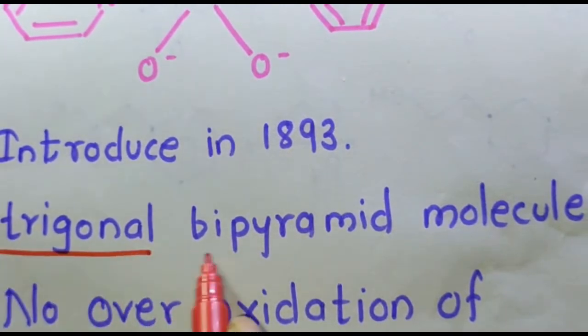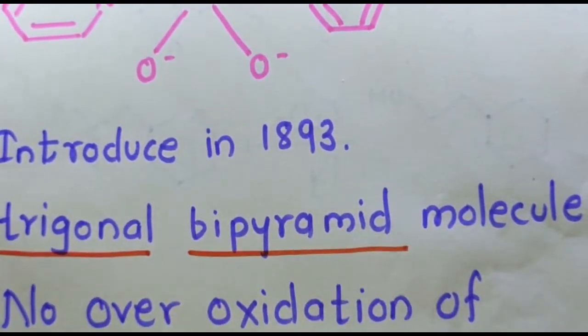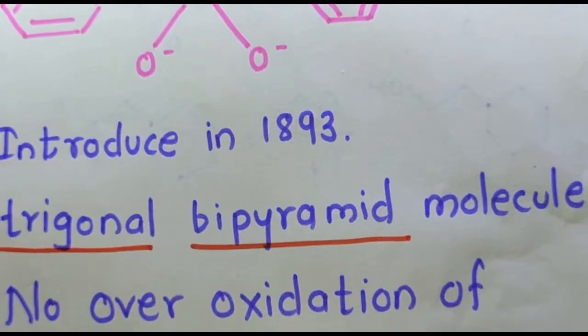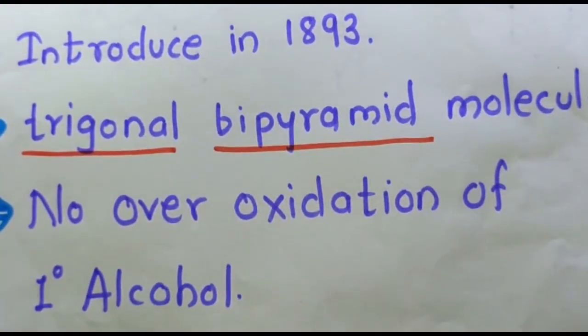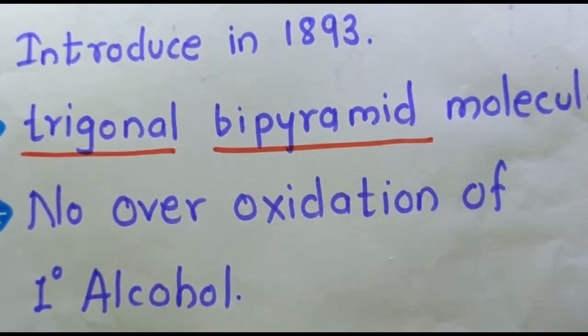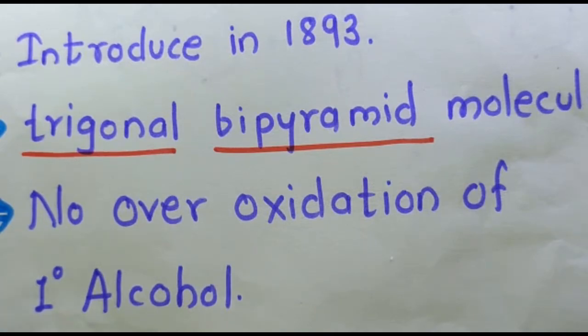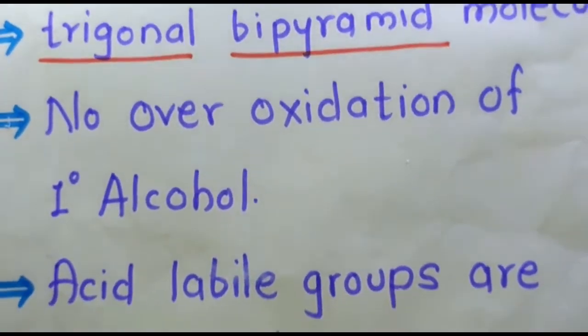Remember that there will be no over-oxidation of the primary alcohol. When chromic acid is used for the oxidation, there will be over-oxidation of the primary alcohol. The primary alcohol is oxidized to the carboxylic acid, but in the case of Sarett's reagent, the primary alcohol gets oxidized to the aldehyde. The acid labile groups are unaffected in the case of Sarett's reagent.